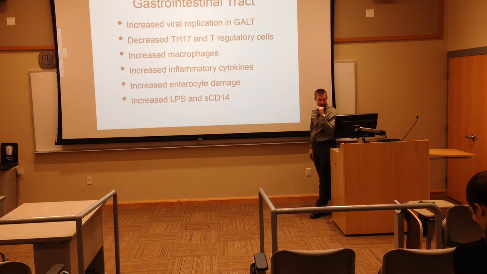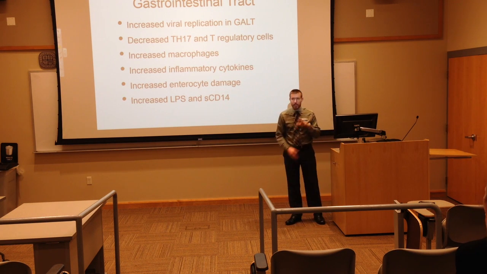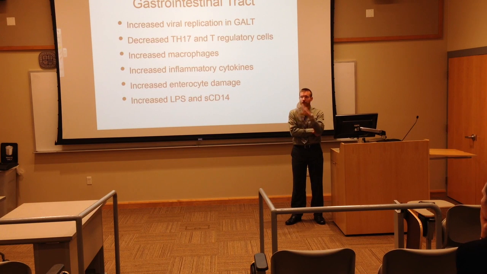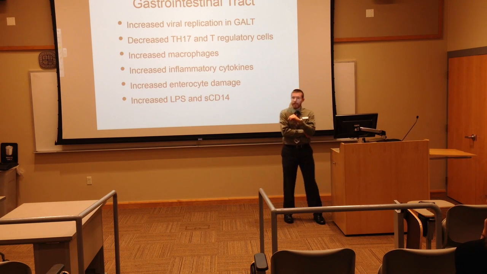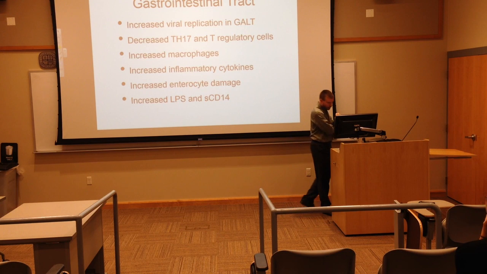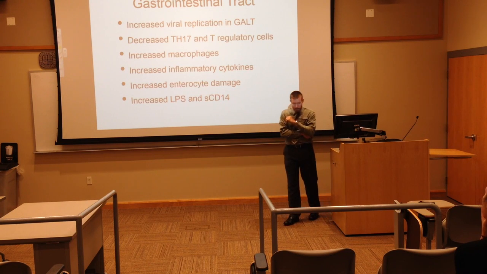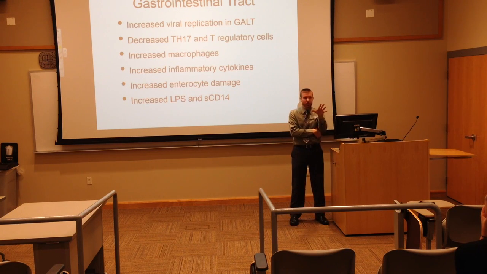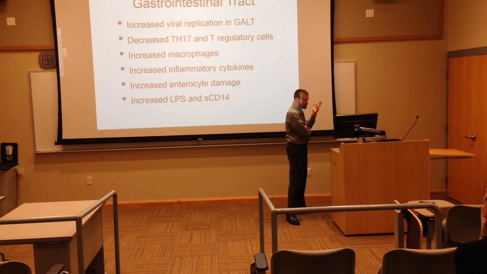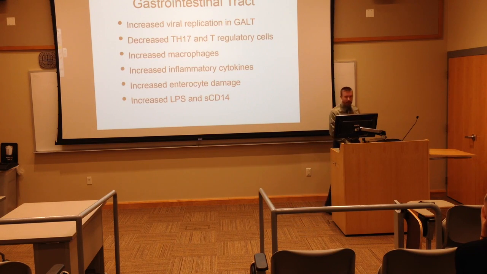And we get the decrease in T regulatory cells, and the increase in the inflammatory cytokines, tumor necrosis factor alpha and interleukin 6. We see an increase in LPS, lipopolysaccharide, and soluble CD14, which is used by macrophages to attack LPS. So when we see increased levels of that, we know we have increased inflammation in the GI tract.